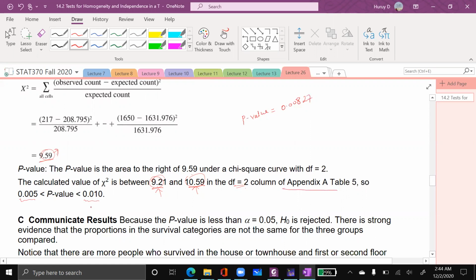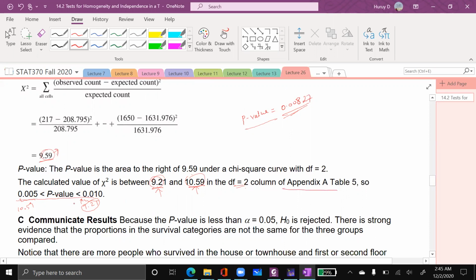Sorry, it has to be vice versa. So this is for 10.59, and this is 9.21. The p-value for this number is this, and the p-value for that one is this one. And as you can see, we found the exact value using technology, and well, it is exactly between these two numbers. So what I am trying to say here is, even if you don't have the exact value, you can make a decision just based on this one.